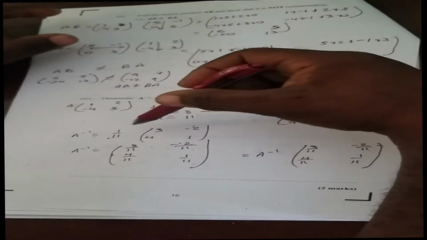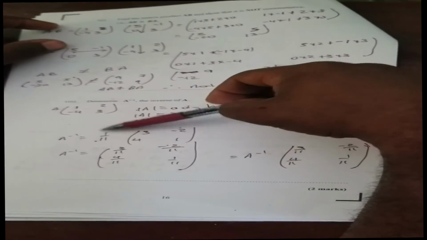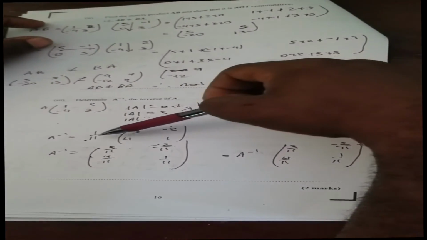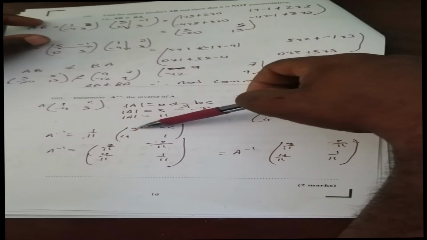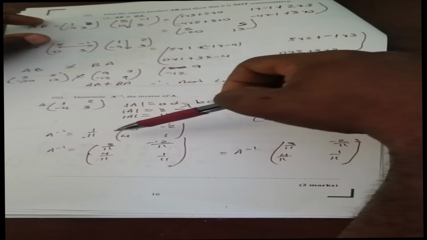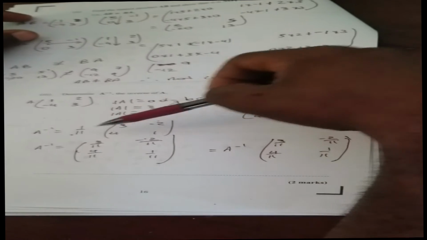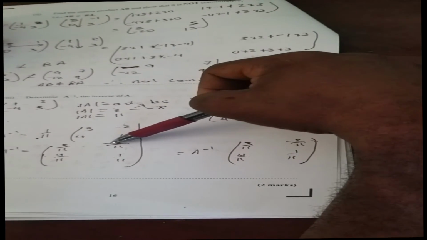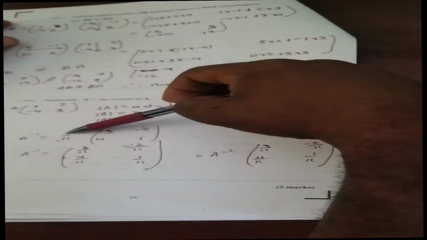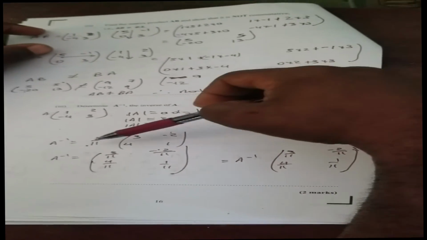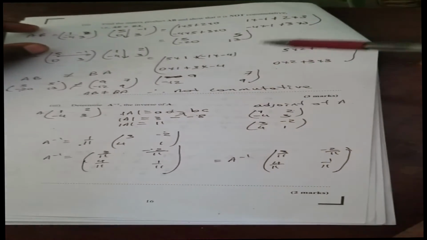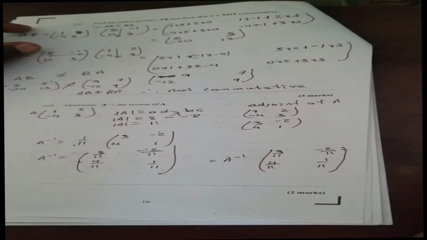Multiplying our 1 over the determinant by the adjoint, we get 1 over 11 times 3, we get 3 over 11. And 1 over 11 times negative 2, we get negative 2 over 11. And 1 over 11 times 4, we get 4 over 11. And 1 over 11 times 1, we get 1 over 11. And this right here is our inverse.